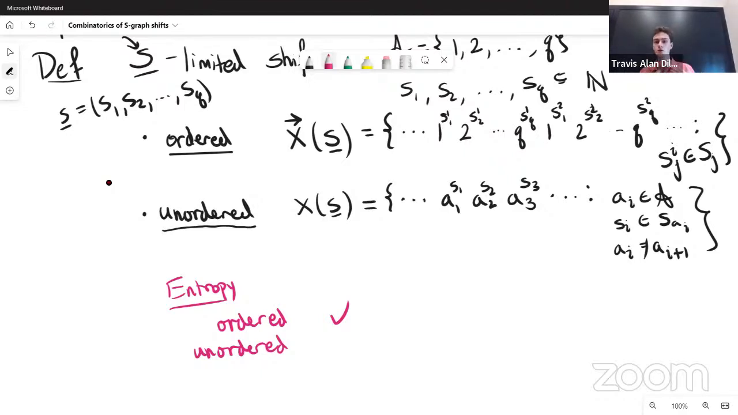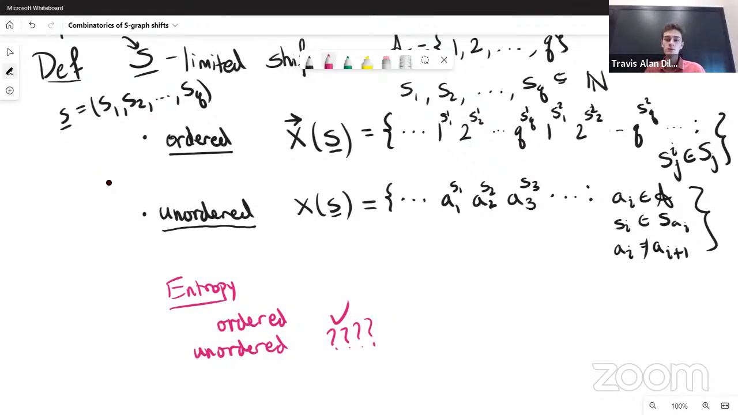But that's not really controlled in any manner, not nearly as much as for ordered shifts. So one of the questions that they asked was, can you get a formula for unordered S-gap shifts, unordered S-limited shifts? And this was the motivation for the result that I'm going to talk about today. And in fact, what I'm going to talk about is a way to solve this problem by generalizing the shift space to something that encompasses both of these classes as special cases.